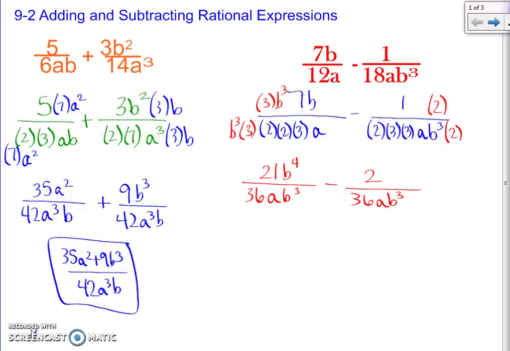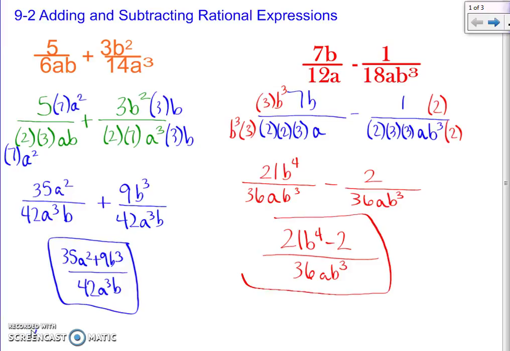Okay, now the two terms on the top, they can't be put together. So we're just going to keep them separate. And there's our answer. Questions on that? Got a couple more to try.